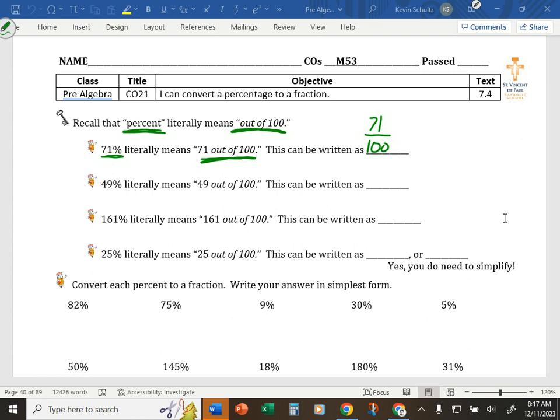49% means 49 out of 100. That's a fraction. It is. Everybody. 49 hundredths.